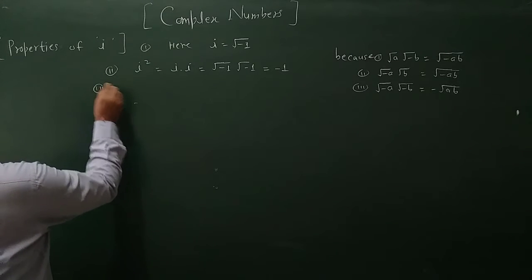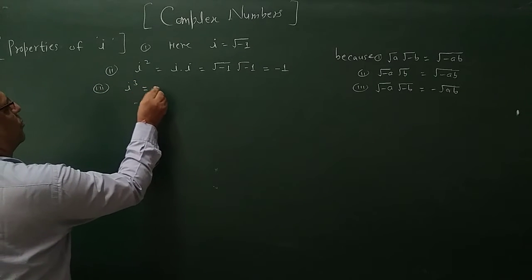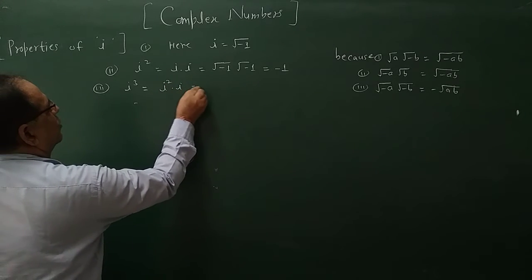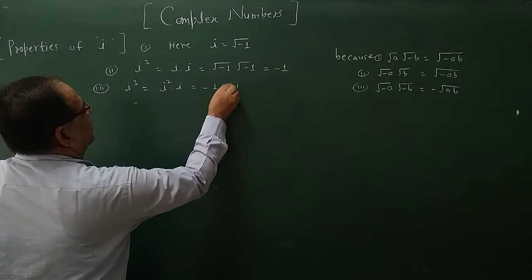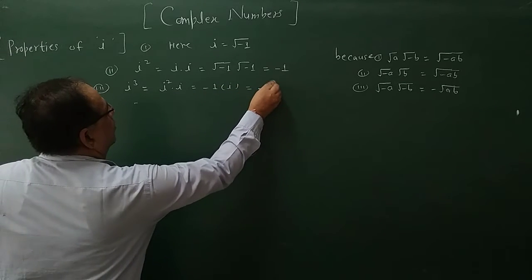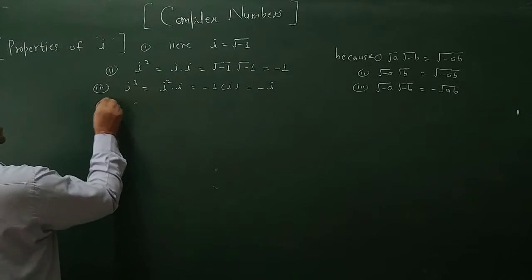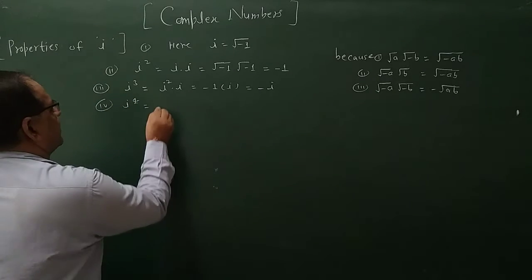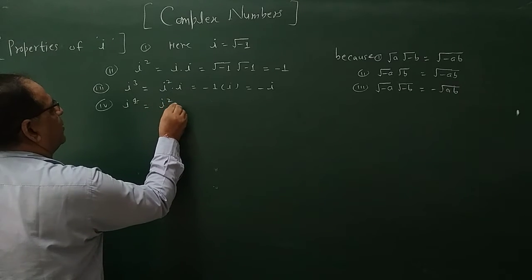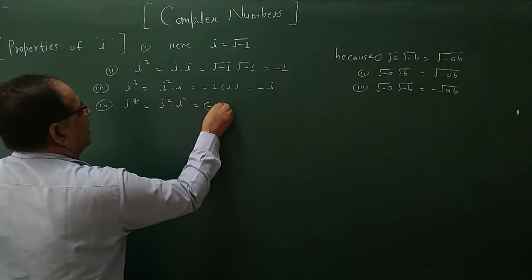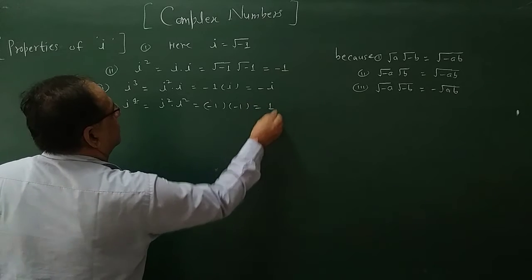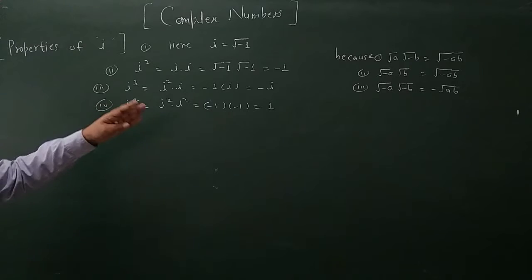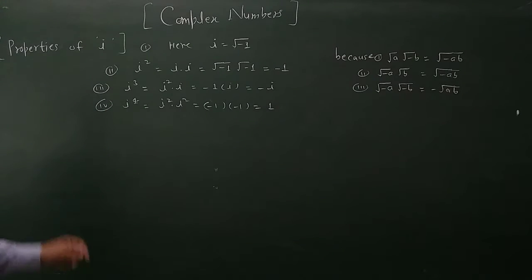Third, iota cube equals iota square into iota, that means minus 1 into iota, equal to minus iota. And the next property, iota to the power 4, we can write as iota square into iota square, that means minus 1 into minus 1, equal to 1. So these are 4 properties related to the imaginary number iota.